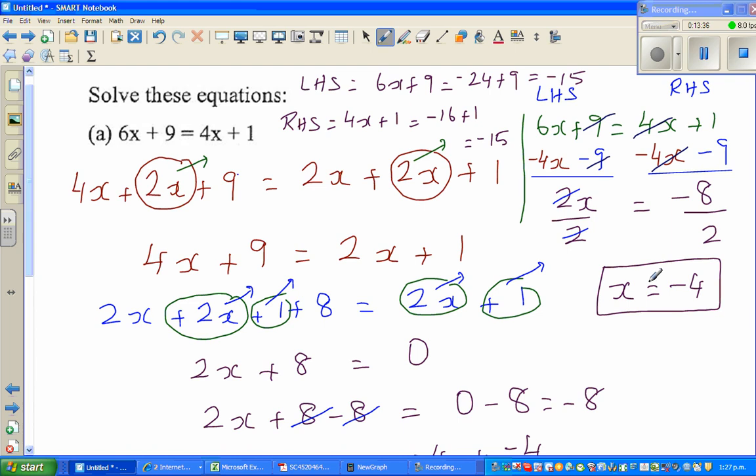So this way you have checked your answer. And you should be really proud of yourself. So you can give yourself any number of, or let us give ourselves 5 smiley faces.